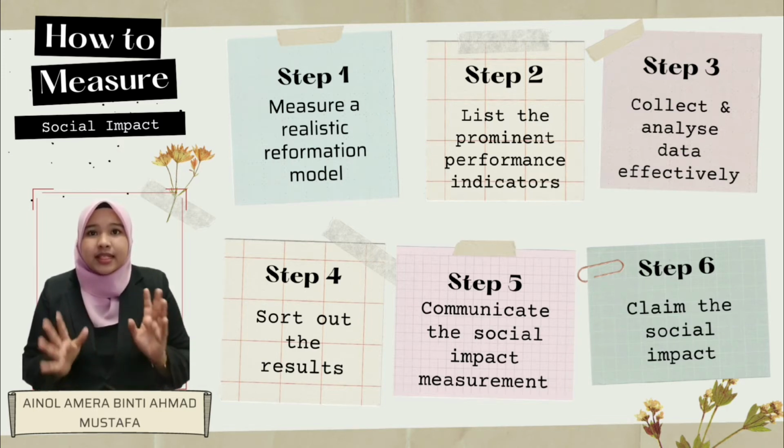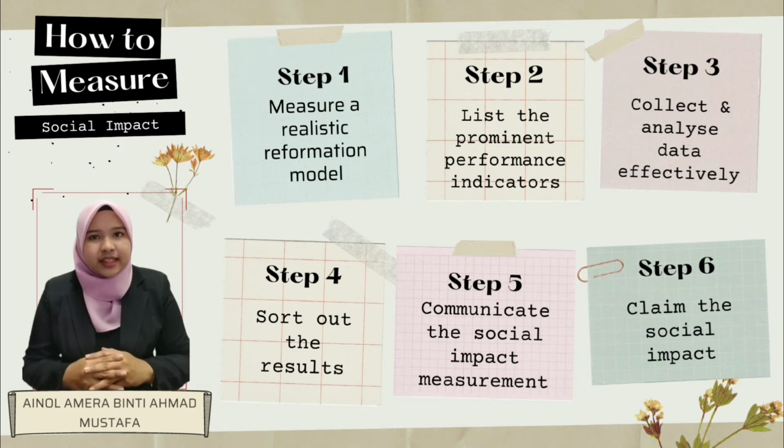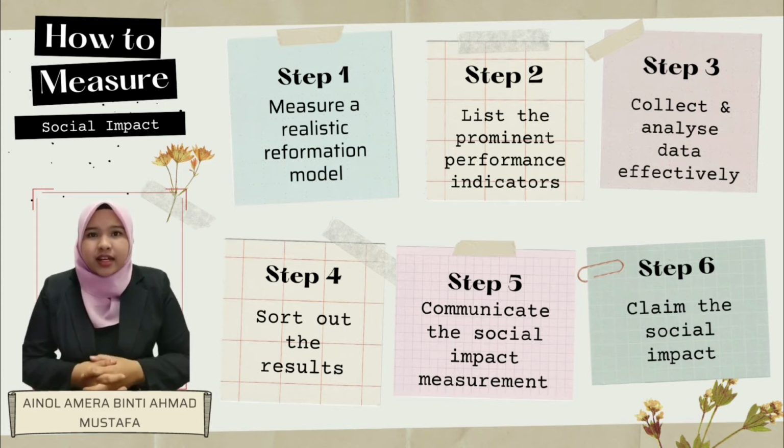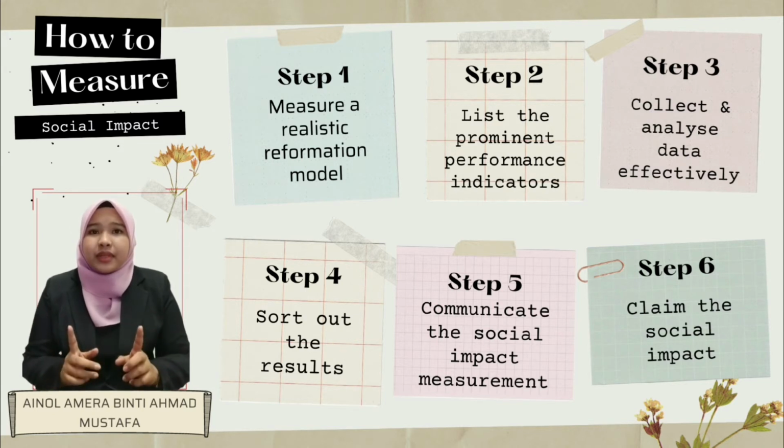The second step is listing the prominent performance indicators. The company has to choose which social impact metrics they should work on to achieve the desired target. They can choose the metrics either from social impact program providers or focus on the important ones in their ultimate goals. Usually, companies will choose the latter as they define their success rate according to the ultimate goal.